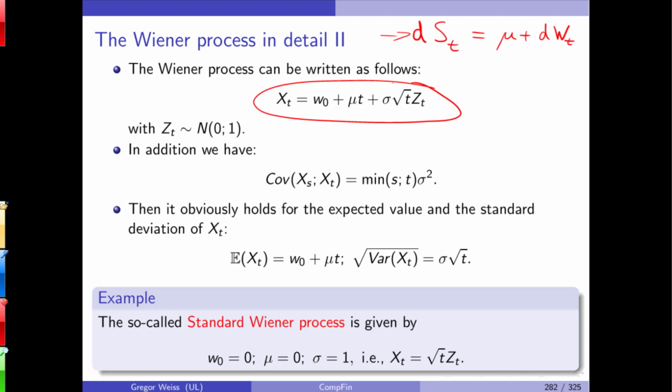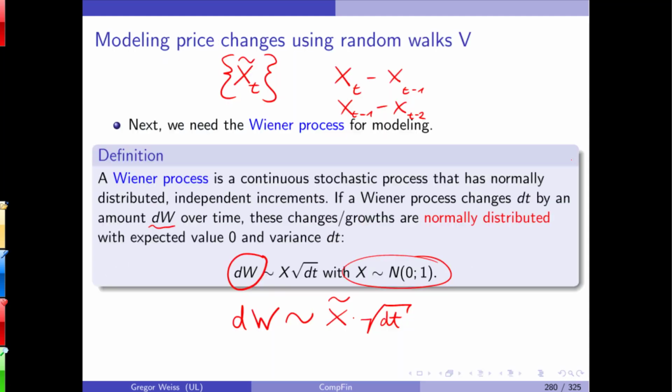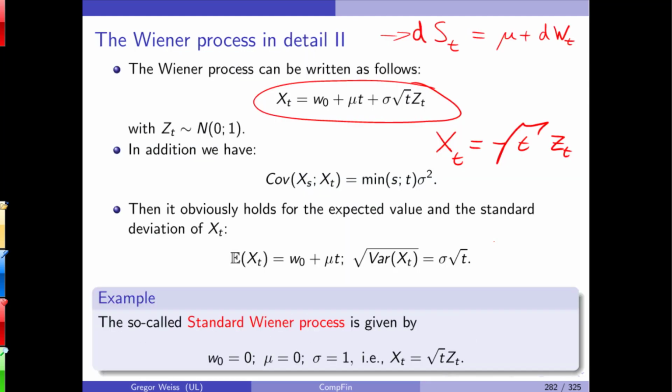Okay. And if we are interested in a standard Wiener process, the standard Wiener process starts at 0, has expectation 0, or drift 0, diffusion 1, meaning that in the end xt is given by square root of t times a standard normal distribution. This is the same we've seen here. Actually, this is more or less a standard Wiener process.